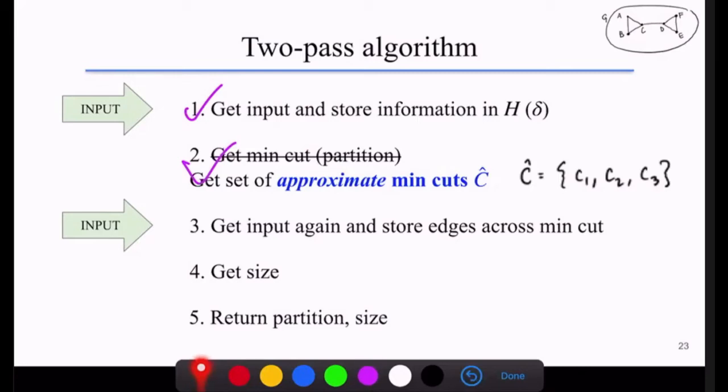Okay, so now let's look at our third step. In the third step, we say we get the input again and store the edges across the min cut, but hey, we don't have only one min cut now, right? We have multiple min cuts. We have some set of approximate min cuts. So we need to know how exactly we're going to store the edges across all of them.